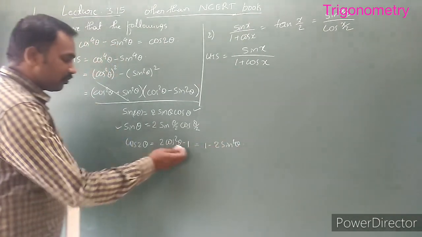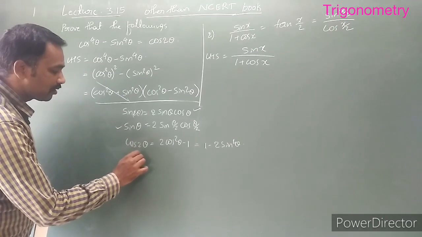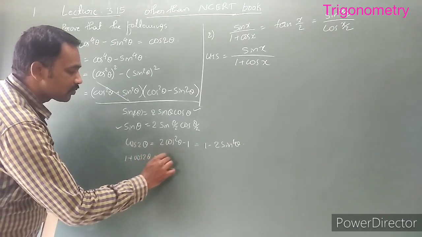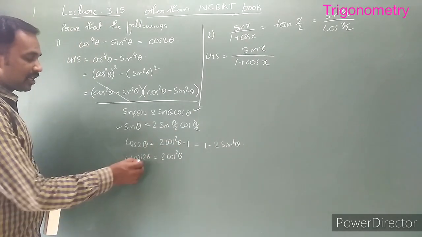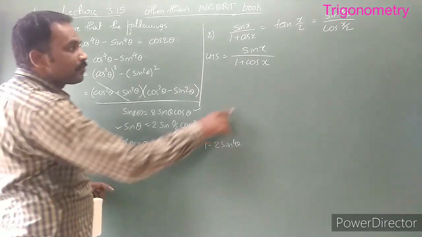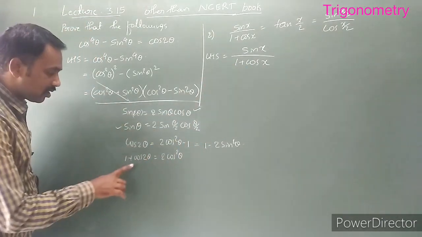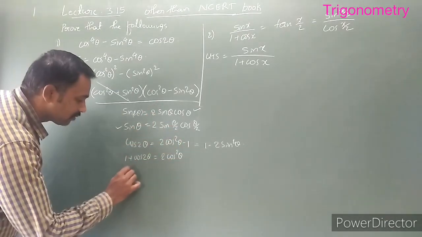Leave over this one, only consider this one. If I take 1 into the left hand side, what happens? 1 plus cos 2 theta is equal to 2 cos square theta. Now, here also the left hand side has angle 2 theta and the right hand side has angle theta. Here only angle x is there. Observe for the angle 2 theta and theta divided by 2. What happens?